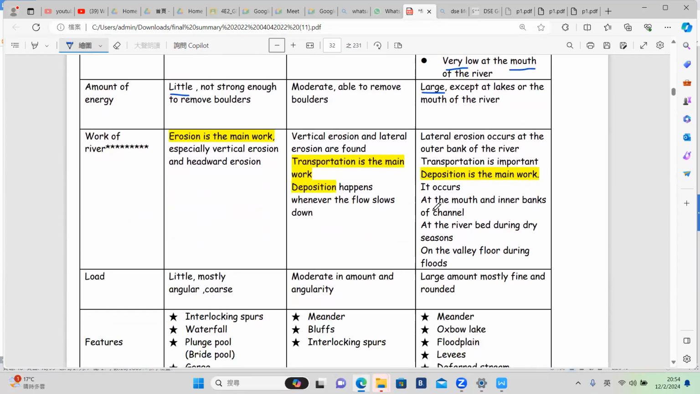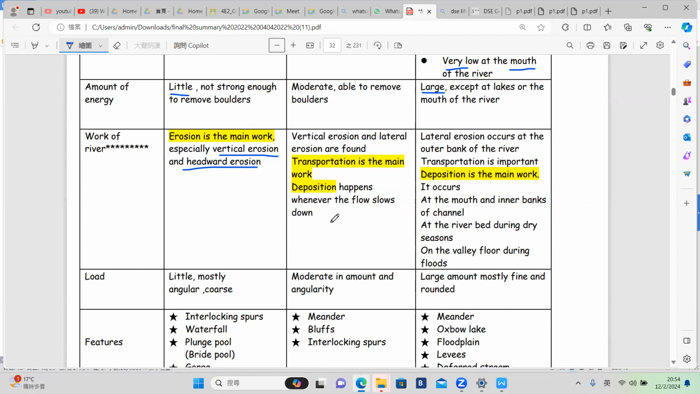Okay, rate of river I've mentioned before but once again, upper course is erosion mainly. Okay, mainly vertical erosion and headward erosion. Okay, because the water in the upper course is not really carrying a lot of rocks, so they have more room for eroding the sediment nearby. Okay, then for the middle course, vertical erosion and lateral erosion can be found. Transportation is the main work.